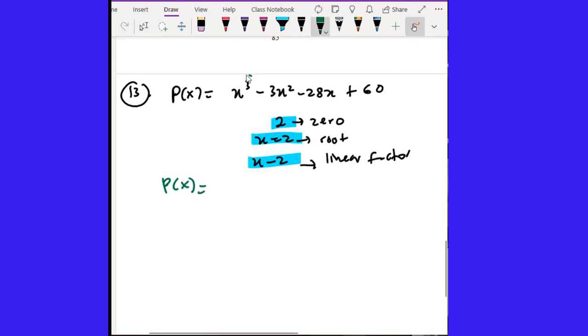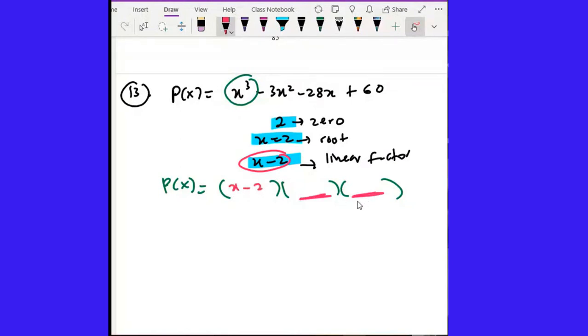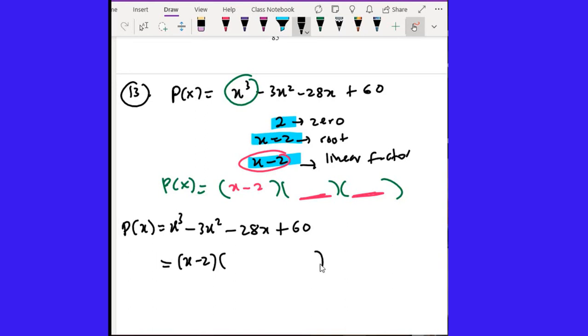Jadi px, this is cube. How many factor ada? How many bracket ada kalau cube? Tunjuk tangan je kalau malas sebut. Okay. Ni kan? Okay. So one of them dah given. Inilah kita bersumbat ni. We need to find the another 2 linear factor. Okay. So starting from the first one, x cube minus 3x squared minus 28x plus 60. Dah ada 1 given. We need another 2.